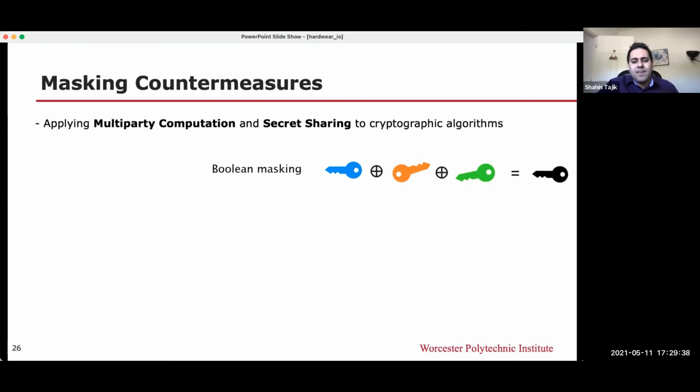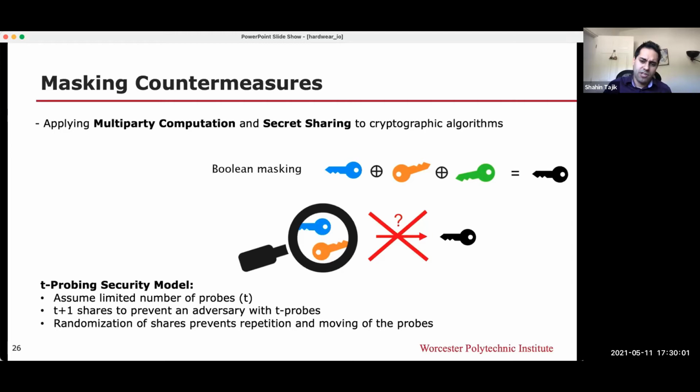So basically, masking prevents you from doing repetition on the same data. How does it work? Basically, it uses the concept of Boolean masking. You split your key into different shares in a way that, for example, with Boolean masking, you can add them and get your real key. And then, based on the t-probing security model, it was shown that if you don't have enough probes and you cannot probe all shares, then you don't get the key. And of course, there is a randomization of shares. So at each clock cycle, you get new shares because of a TRNG which is implemented.